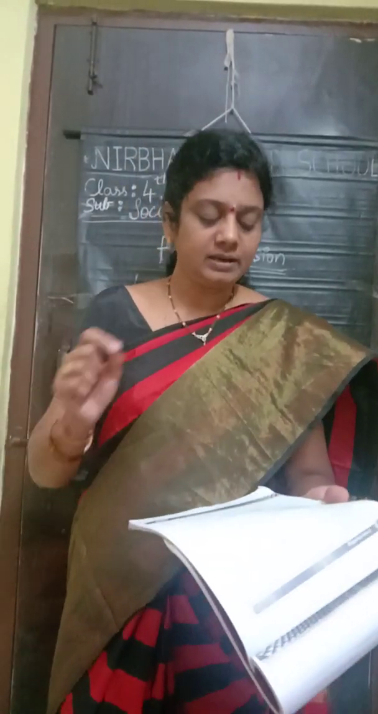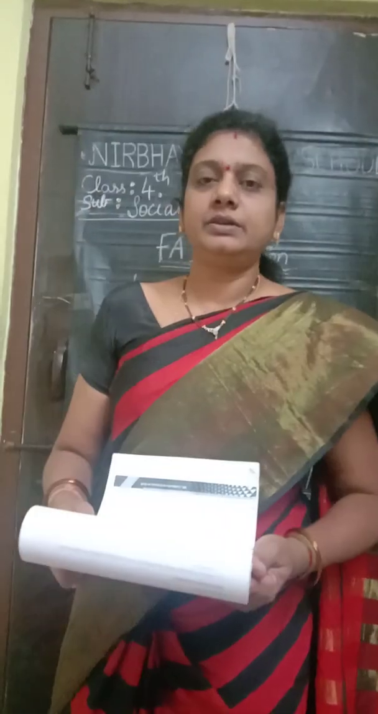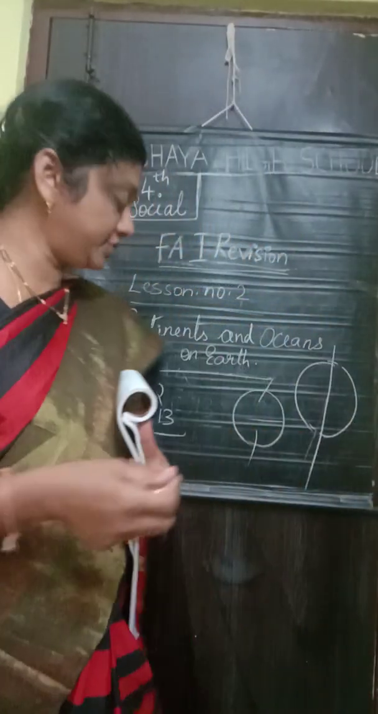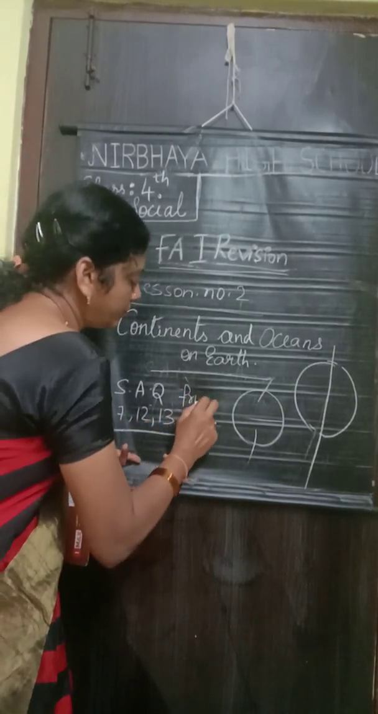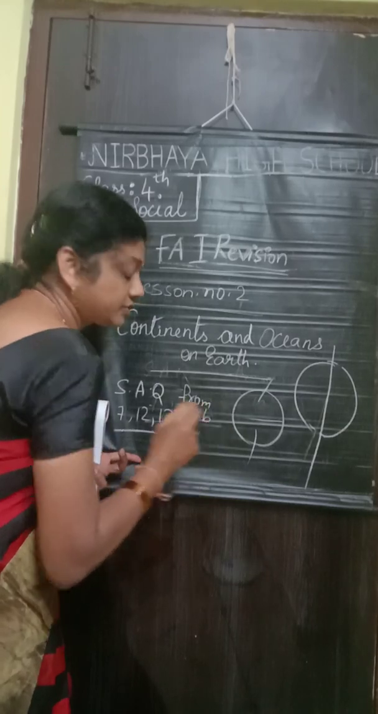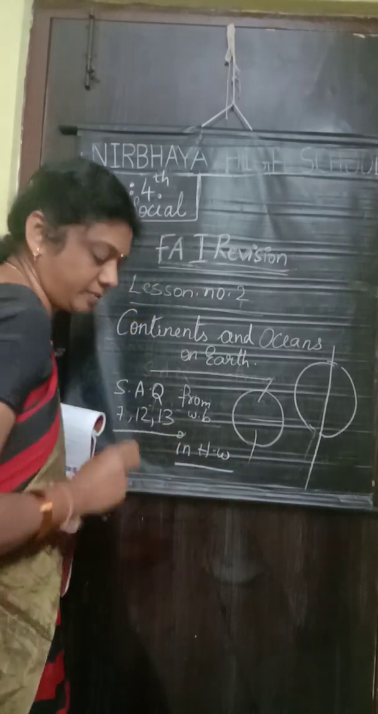And the long answer question, children. The 14th one: label the following continents and oceans on the map of the world given below. You have to do the map pointing. The short answer questions, 7th one, 12th one and 13th one: from the workbook, you have to copy the question and write the answer in the homework book.